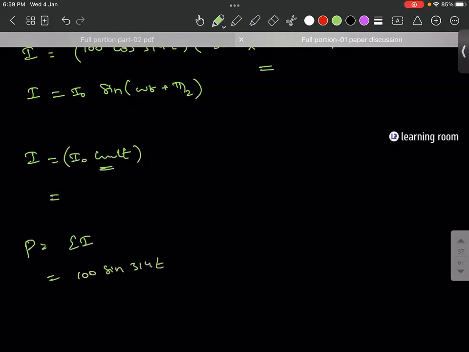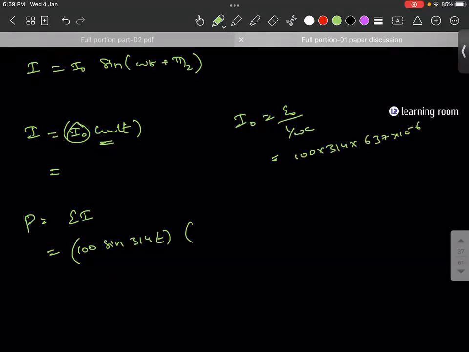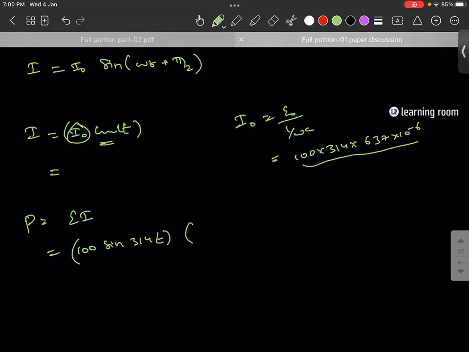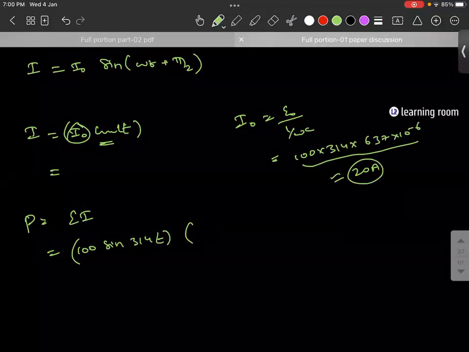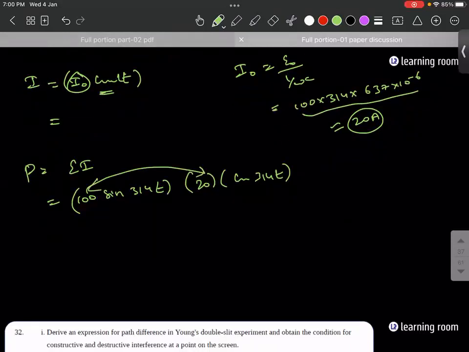100 sin 314t into this I naught value. How much are you getting? I naught is equal to E naught divided by 1 by omega C. So E naught is how much? E naught is 100 into omega is 314 into C is 637 into 10 power minus 6. So how much is the value coming out to be? This is approximately 20 ampere. If that's the case, 20 into cos omega t, that is cos 314t. So multiply these two, that will give you the answer.